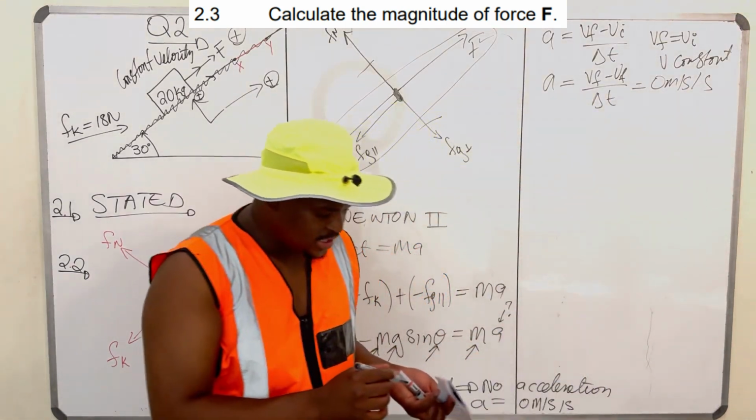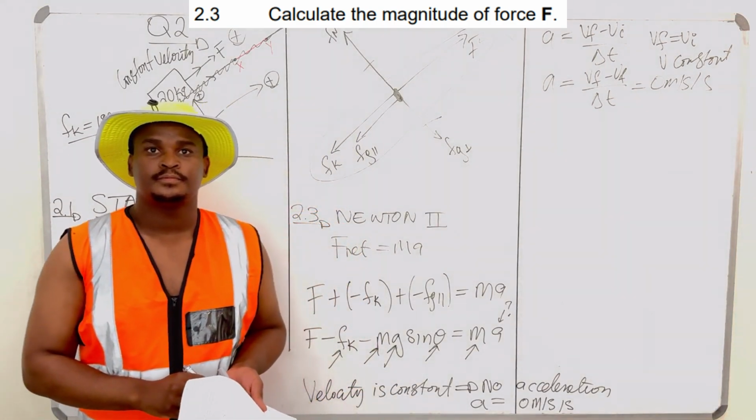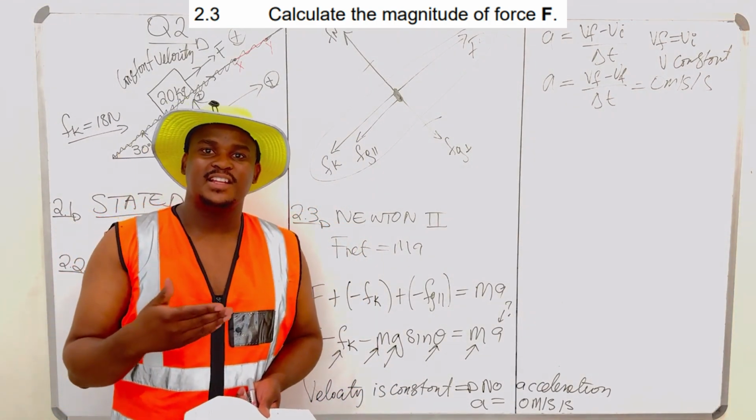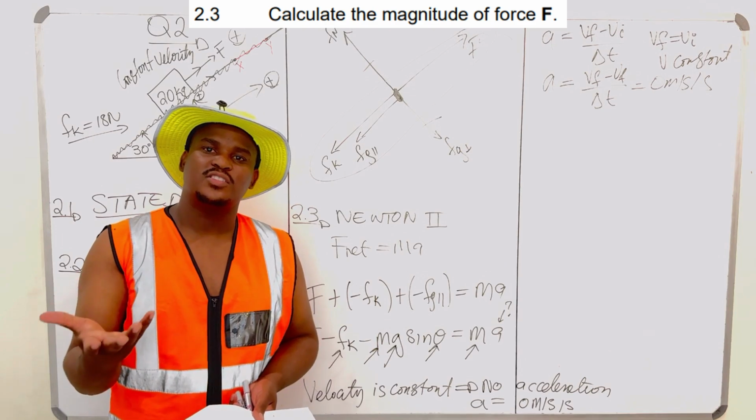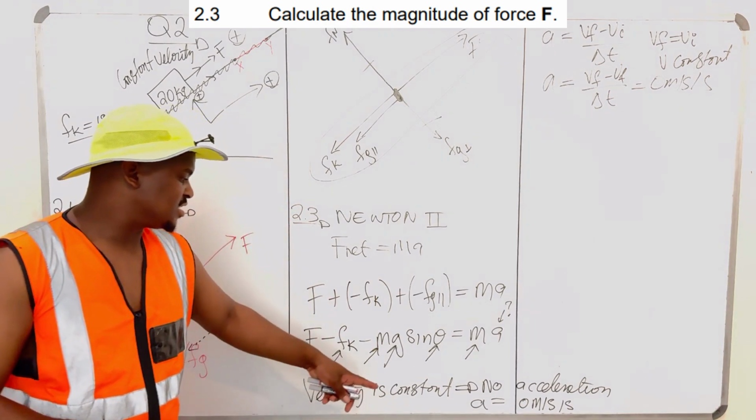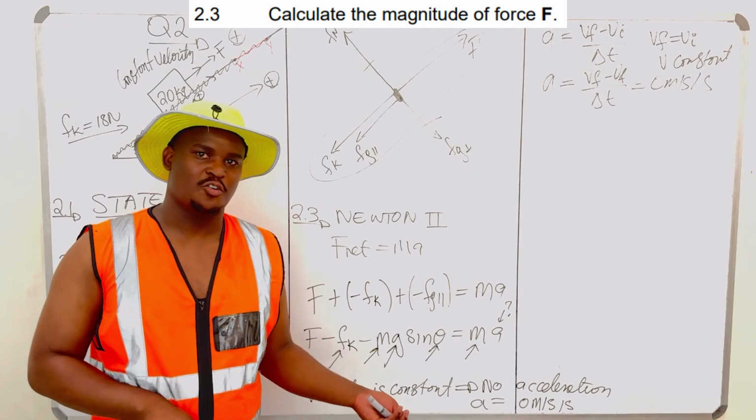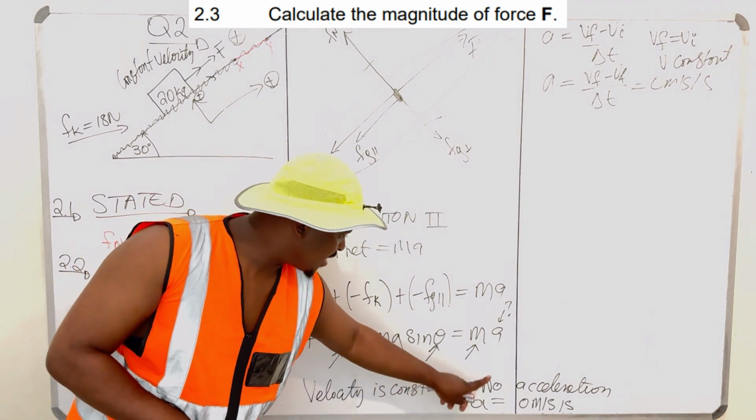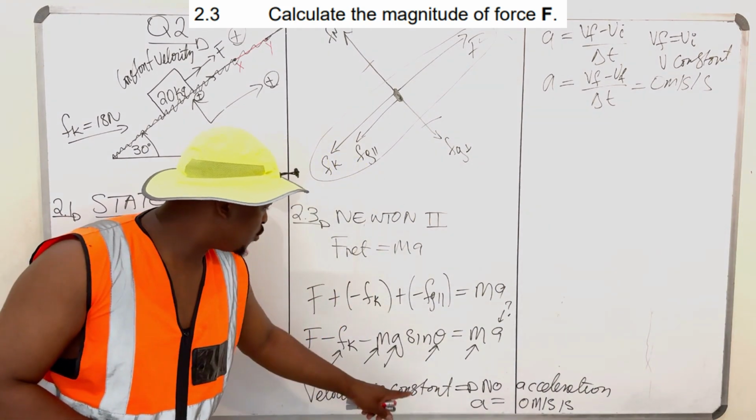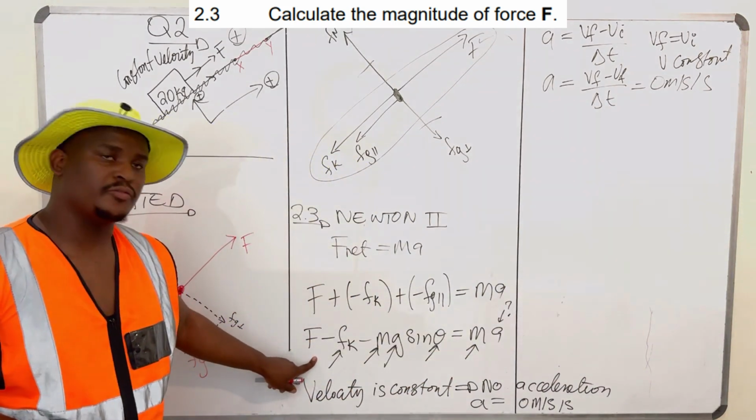So the acceleration does not change here, because acceleration again is the measure of change in velocity per second, but our velocity is not changing, so there's no change in velocity, it's 0. So we know our acceleration is 0, which means we know everything here, so we can find the force that we want.